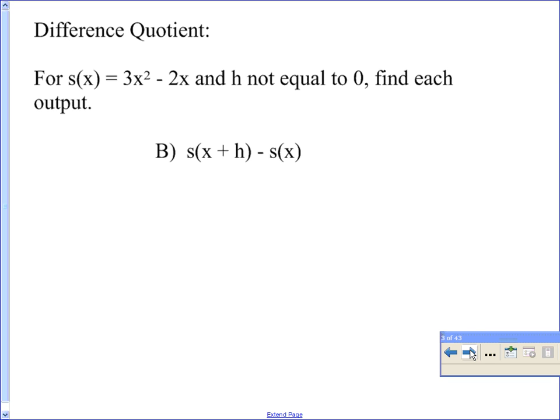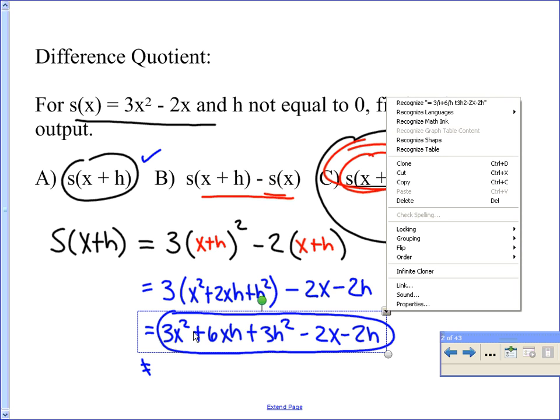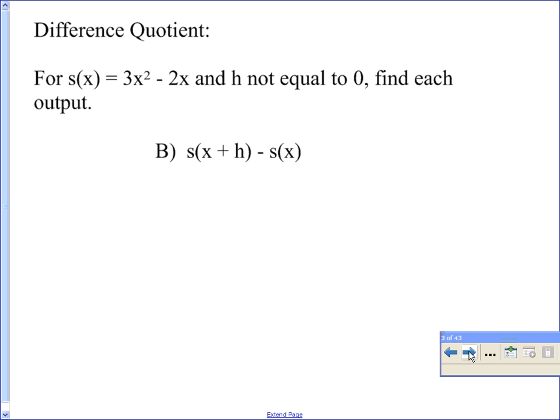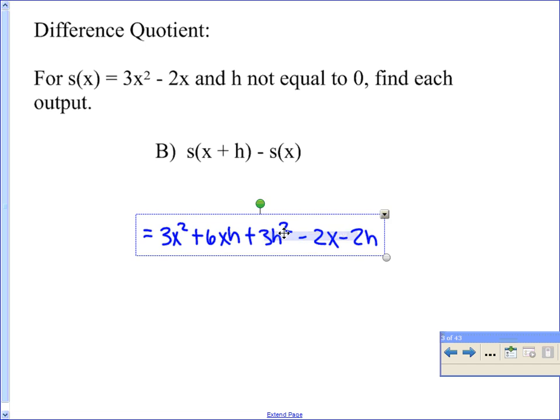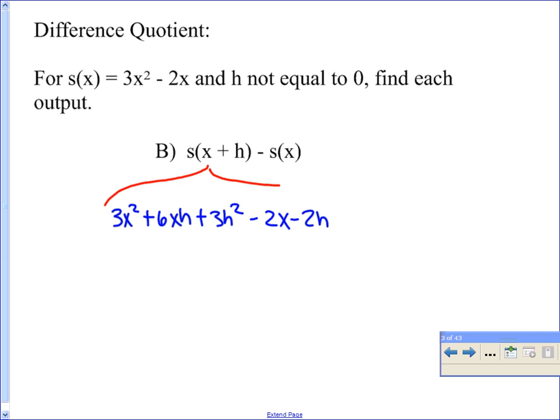So this is the s of x plus h minus the s of x. All right, so we already know what the s of x plus h is from the previous problems. So I'm going to copy this. All right, here we go. So what we have here is this piece. All right, now we're going to say minus the s of x.